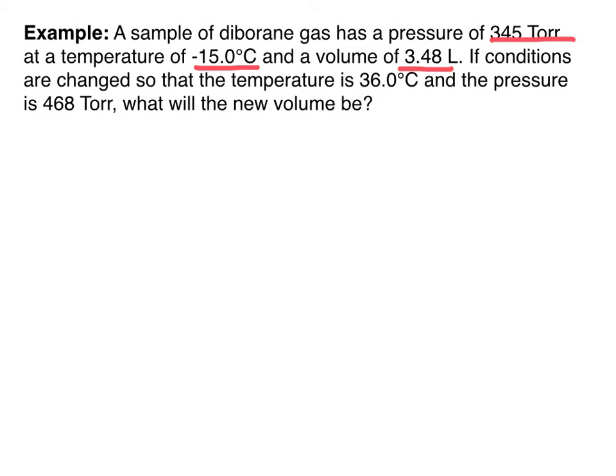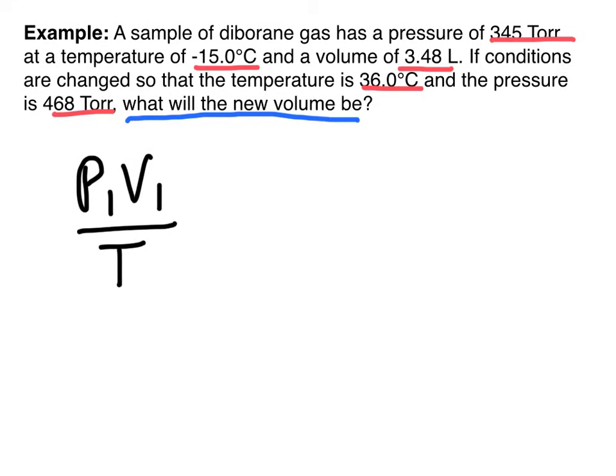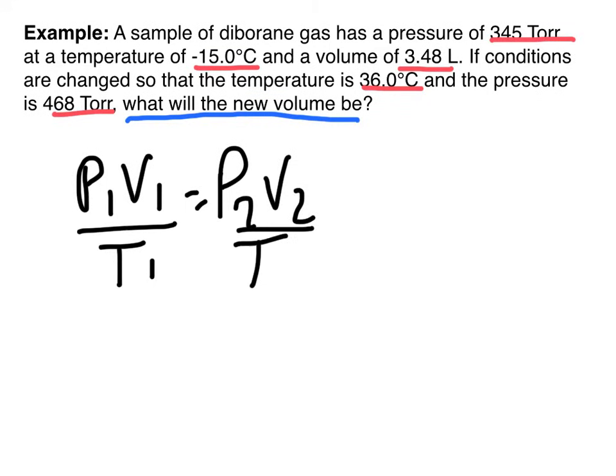If conditions are changed, so now the temperature is 36 degrees and the pressure is 468 torr, what will the new volume be? That's what I'm being asked to solve for. So we start by writing out our equation. P1 times V1 over T1 equals P2 times V2 over T2. Again, key thing, temperature has to be in Kelvin.